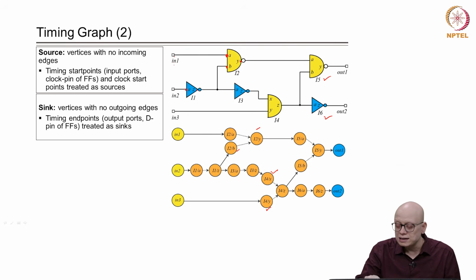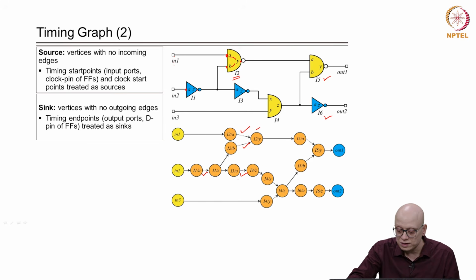and then we have edges corresponding to the net arc and the cell arcs. So, inside this NAND gate, for I2 we will have an edge between A and Y and B and Y. So, these are cell arcs. So, we have cell arcs here. Cell arcs are shown by these dotted lines.